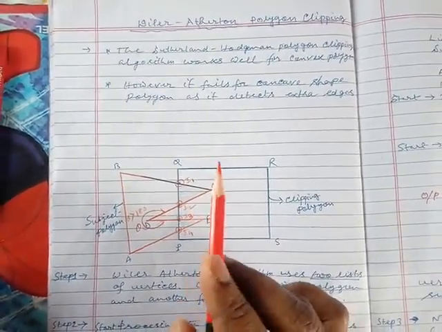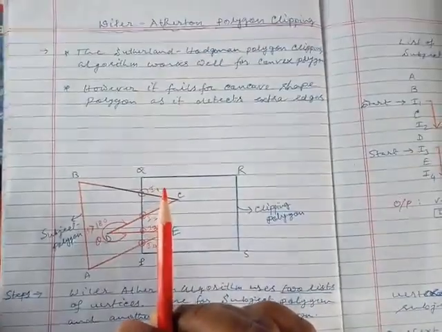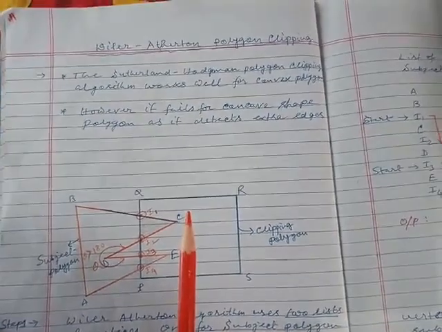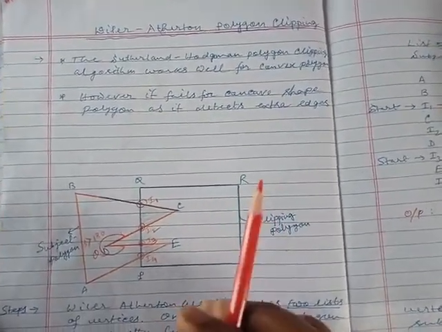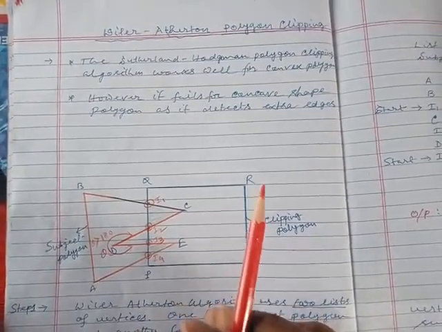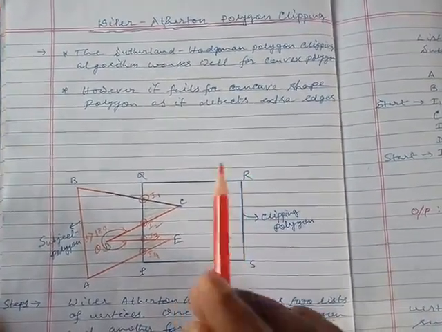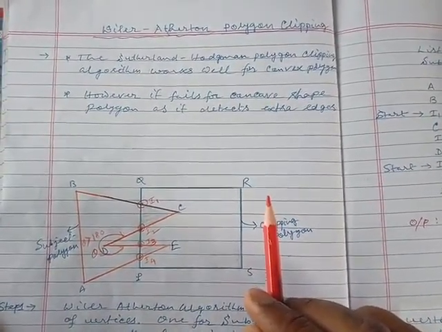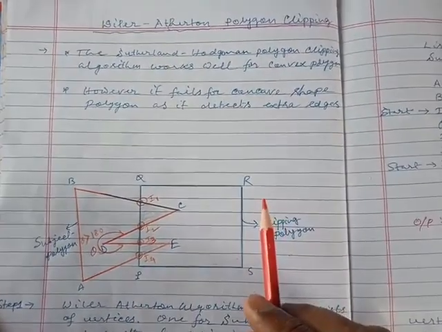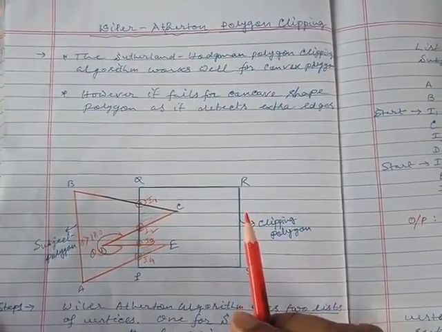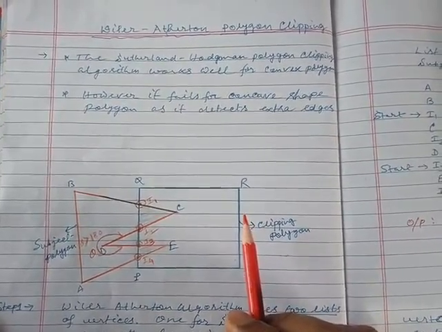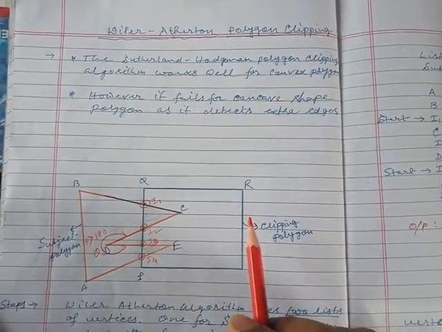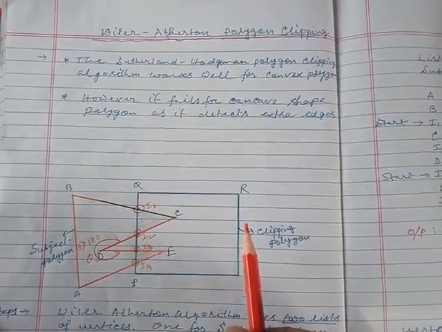Now, this Weiler-Atherton algorithm overcomes the limitations of the Sutherland-Hodgman polygon clipping algorithm, as it works well not only for convex shape polygons, but also for concave shape polygons, because it does not generate any extra edges for concave shape polygons as Sutherland-Hodgman usually does.